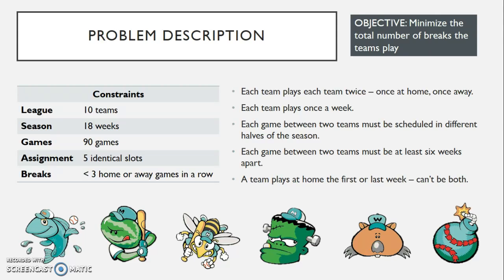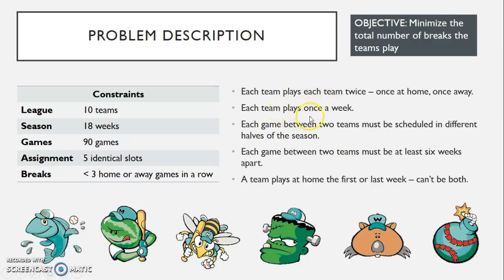So for this problem, we have a league that has 10 teams in it. The season is 18 weeks and there are 90 games with 5 identical slots. There's also a constraint that says a team can't be the home team 3 games in a row or the away team 3 games in a row. Each team has to play each team twice, once at home, once away.